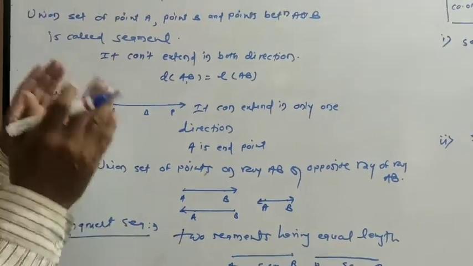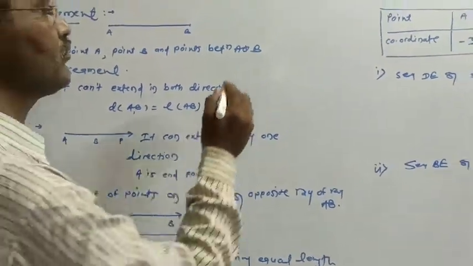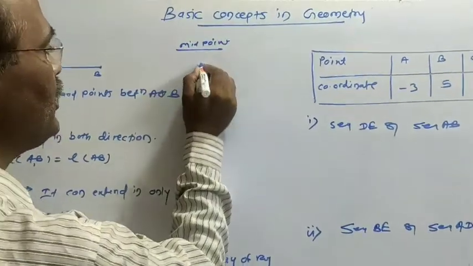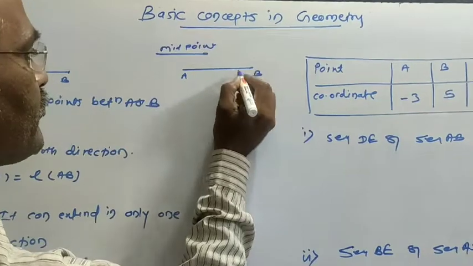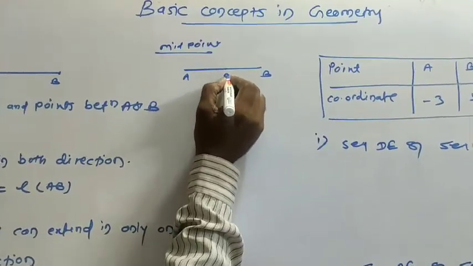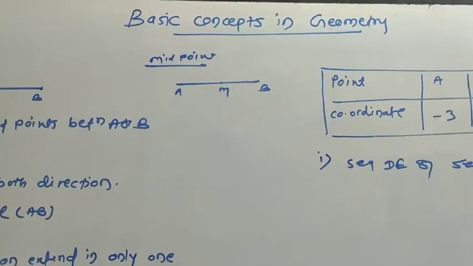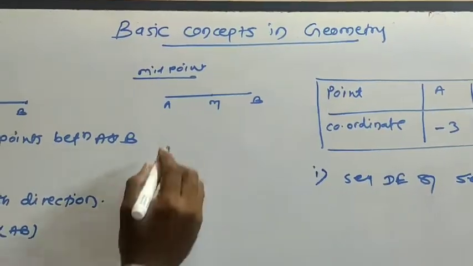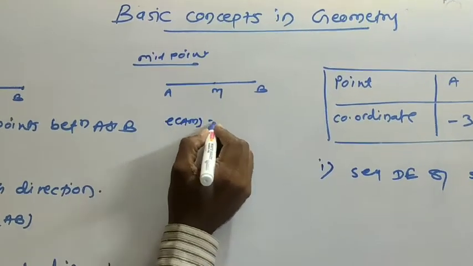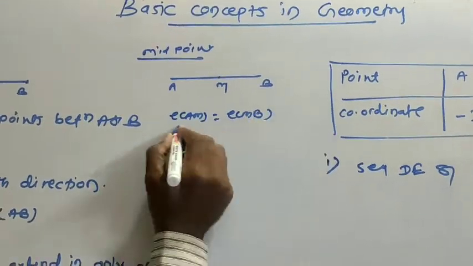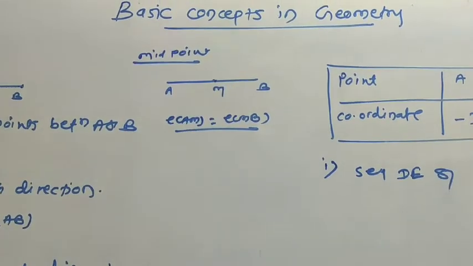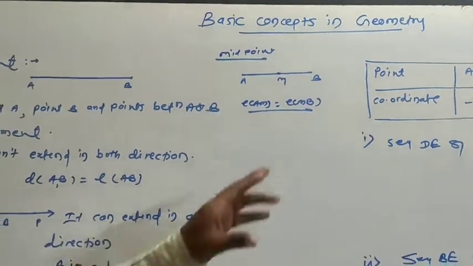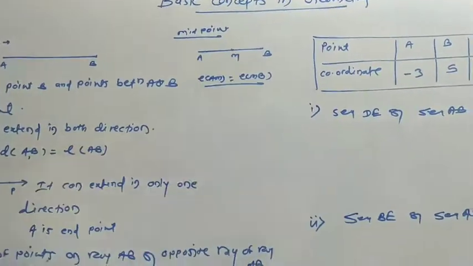Then midpoint of a segment. Now look here, AB is a segment. Point M is the midpoint. What does it mean? This segment is divided into two parts, with length AM equal to length MB. Therefore, point M is the midpoint. Now, on the basis of these concepts, today we are going to learn exercise 1.2.